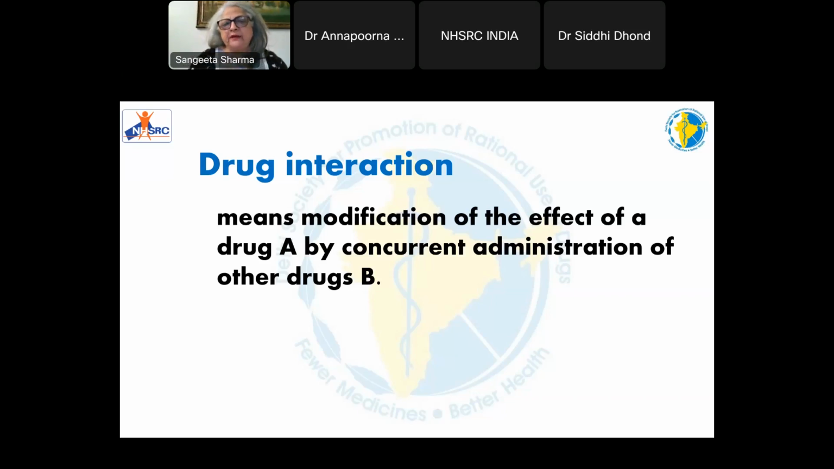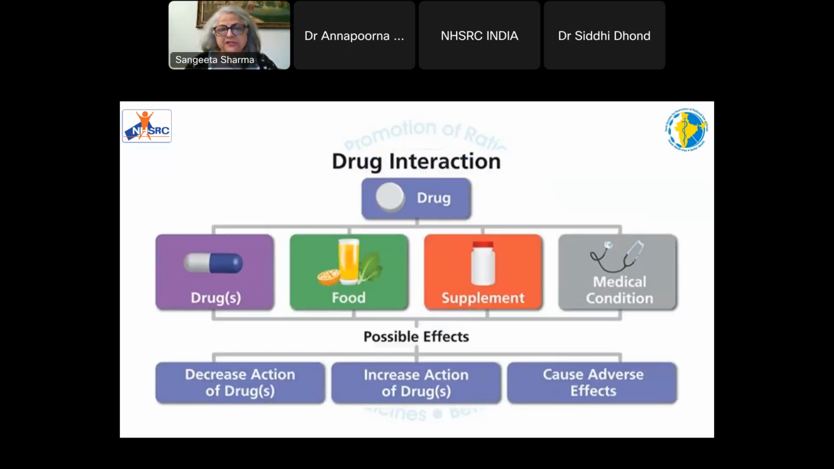What do you mean by drug interaction? It means modification of the effect of a drug A by concurrent administration of other drugs B, C, or D. As long as you were giving drug A, there was no problem. But as soon as you add another drug, drug B, there is a modification in the response. So this is what is called drug interaction. Remember, whenever you add a medication, only then will drug interaction happen. If a patient is on a single drug, interaction is not likely to happen.